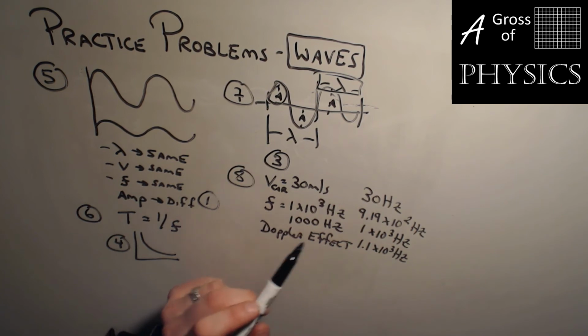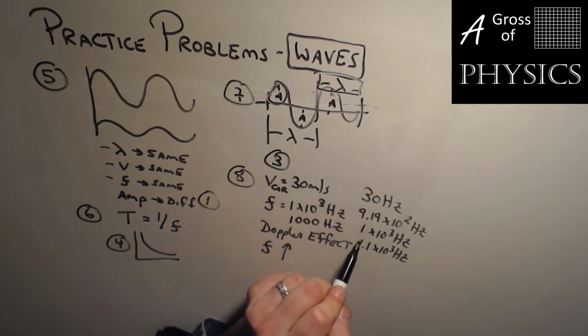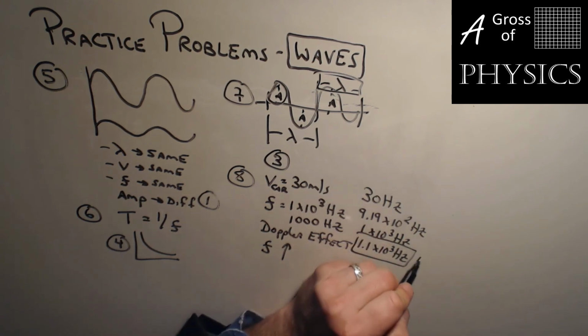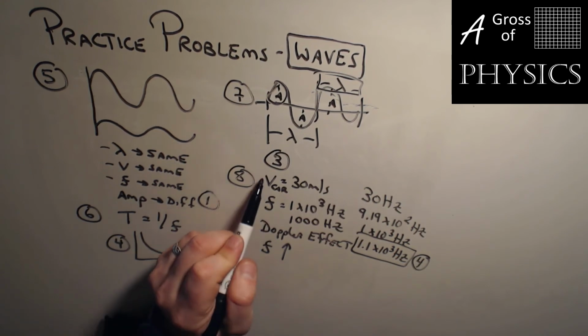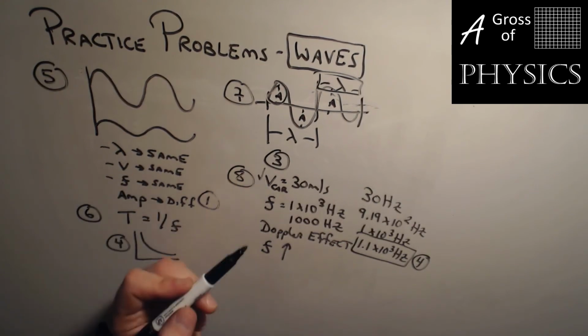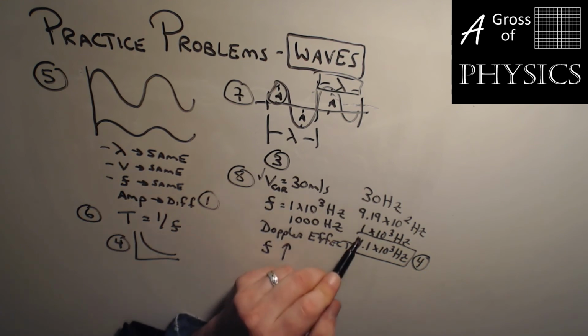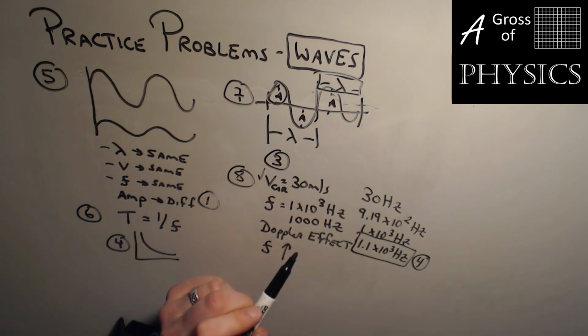Now, all you have to remember is that as objects approach each other, the apparent frequency goes up. So the frequency is going to increase. The only one that's bigger is this one, which is choice 4. So that is a Doppler effect equation. We didn't need the velocity of the car at all. If we wanted to, though, we could actually calculate the frequency that they'd hear using the Doppler equation. But that's not necessary because there's only one value that's bigger than the original, which is 1,000.